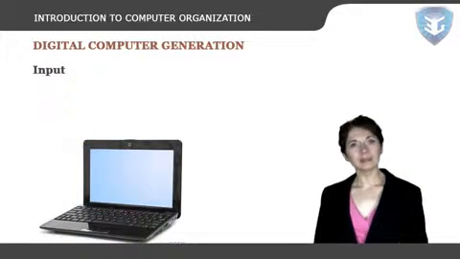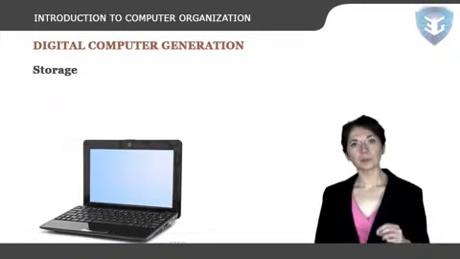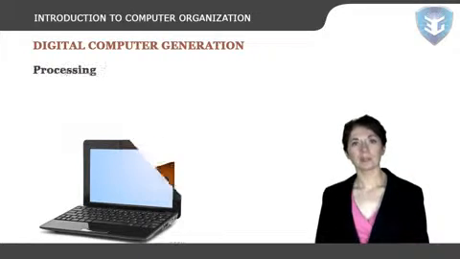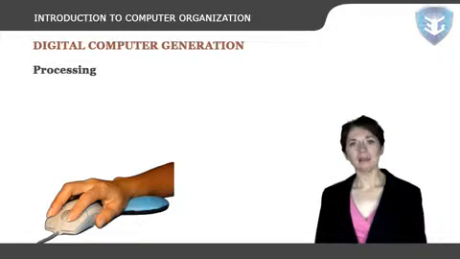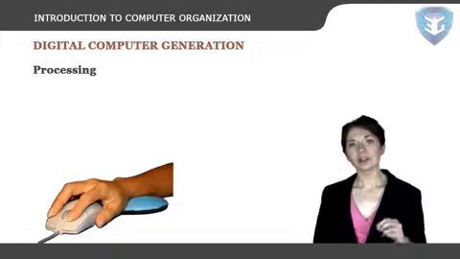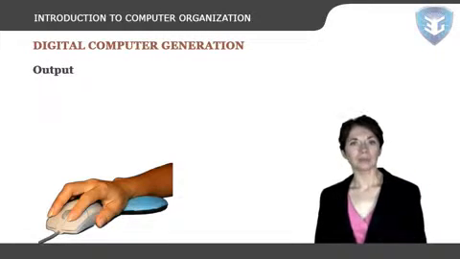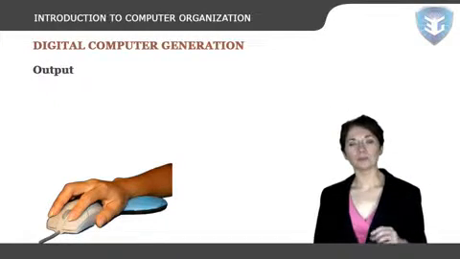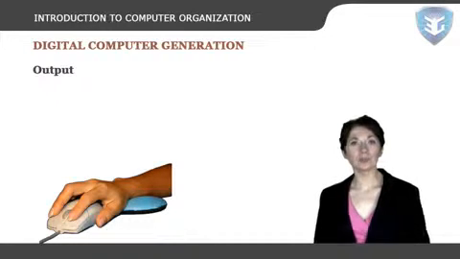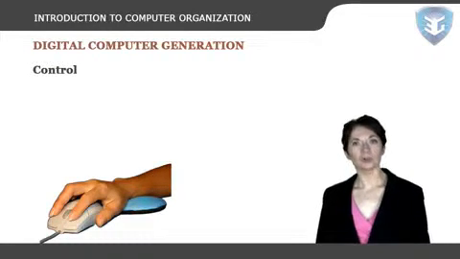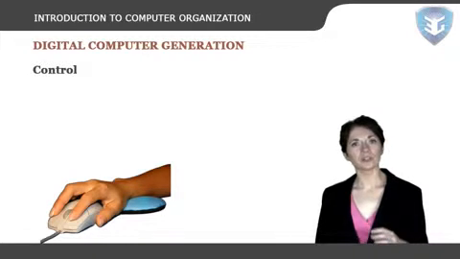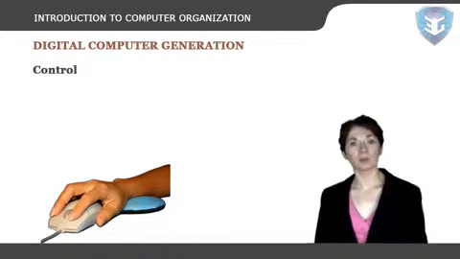Input. This is the process of entering data and programs into the computer system. Storage. The process of saving data and instructions permanently is known as storage. Processing. The task of performing operations like arithmetic and logical operations is called processing. Output. This is the process of producing results from the data for getting useful information. Control. The manner how instructions are executed and the operations are performed.